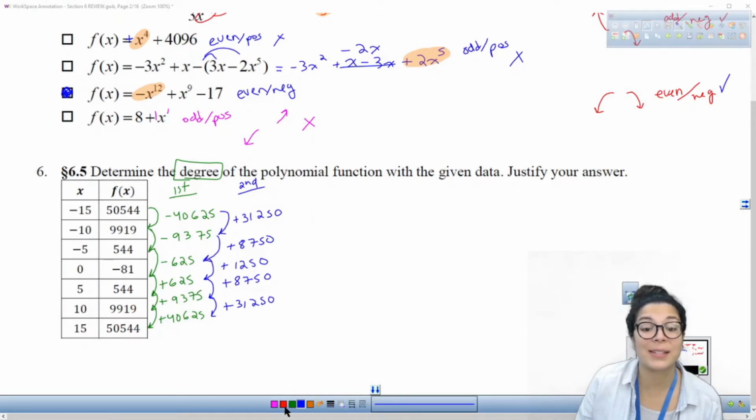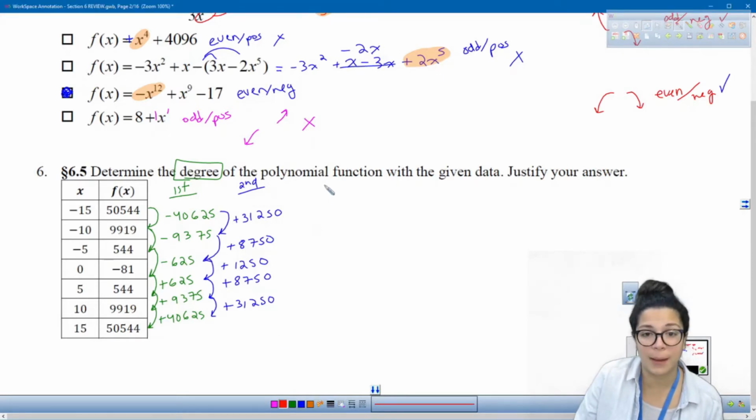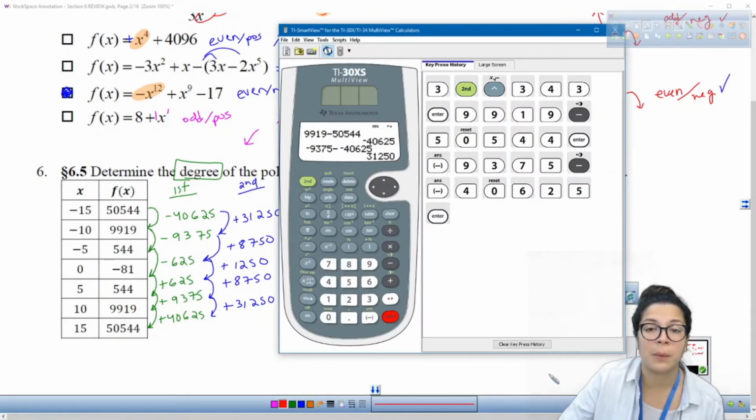So we see now the second difference is not all the same. So we have to do this again for the third difference. Let's take the differences of these differences. Again, you always find the difference the same way. How do we get from 31,250 to 8,750? Well, let's go ahead and figure that out.